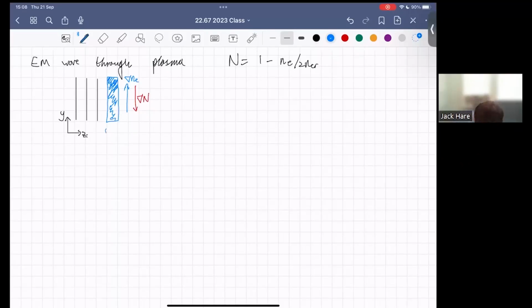I'm going to say that this plasma slab has some length L, and it's homogeneous within that length, apart from the gradient in the density here. So, does anyone know what happens to the phase fronts as they emerge out from this plasma? The wave fronts, or the rays, I don't mind.